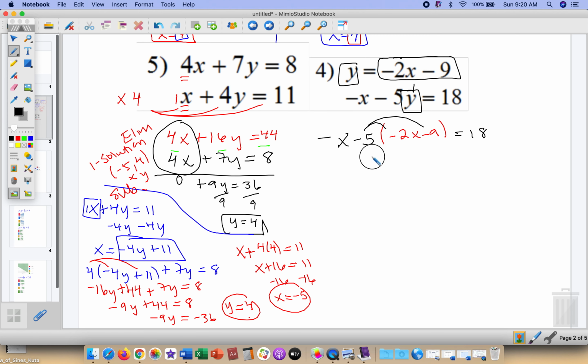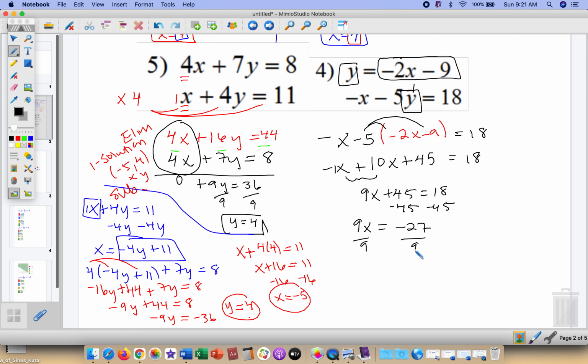So I'm going to distribute here. So I have negative 5 times negative 2 is positive 10x. Negative 5 times negative 9 is positive 45. We have a negative x here. So then we have negative 1x and 10x is positive 9x plus 45 is equal to 18. Next step, we're going to subtract 45 from both sides, and we'll get 9x is equal to negative 27, and then we can divide both sides by 9, and we'll get x is negative 3.